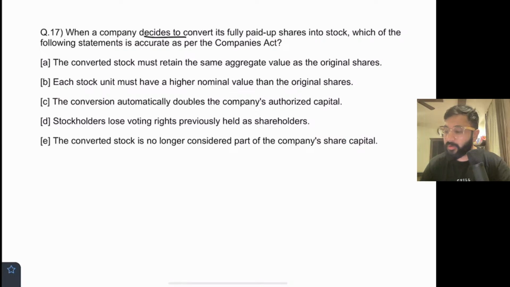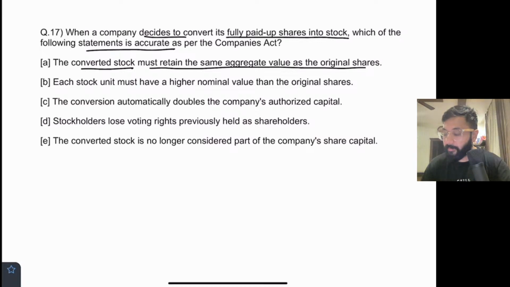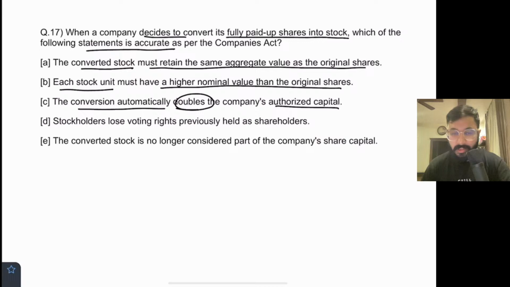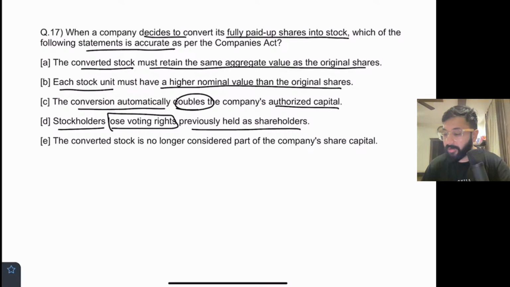When a company decides to convert its fully paid up shares into stock, which of the following statements is accurate? The converted stock must retain the same aggregate value as the original shares. Each stock unit must have a higher nominal value than the original shares. The conversion automatically doubles the company's authorized capital. Stockholders lose voting rights previously held as shareholders. The converted stock is no longer considered part of the company's share capital.